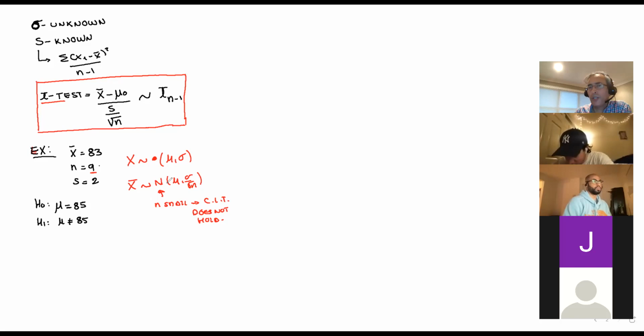Okay. Now, what I will add here is, just in order to be able to solve this one, I will also assume that x bar is normally distributed. This is an assumption. Got it? You know that you need to first test.